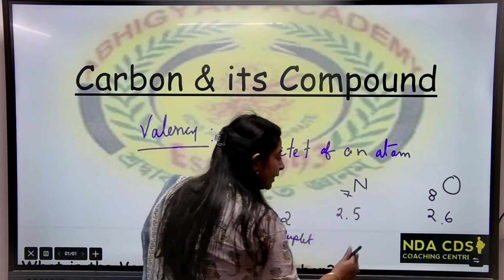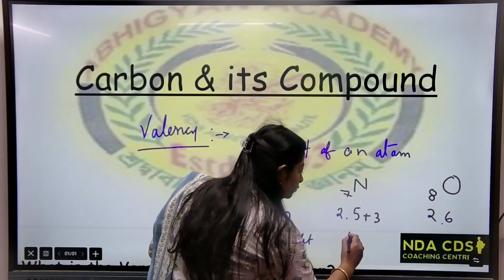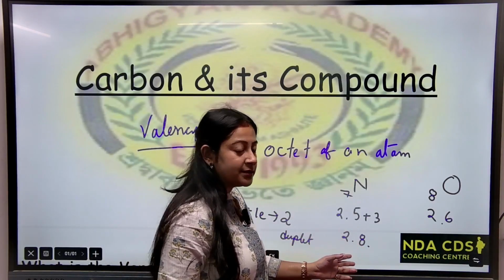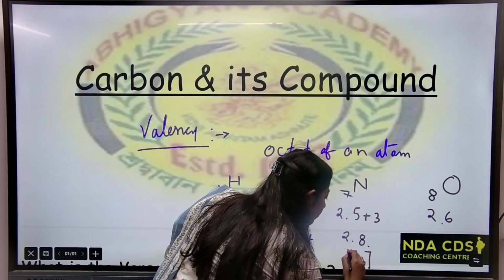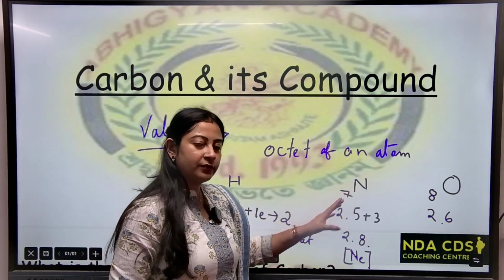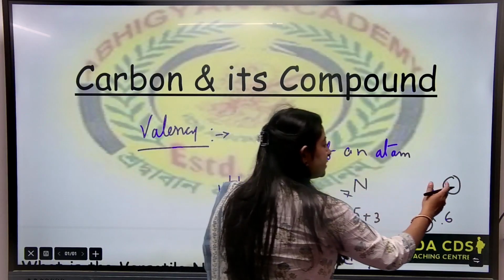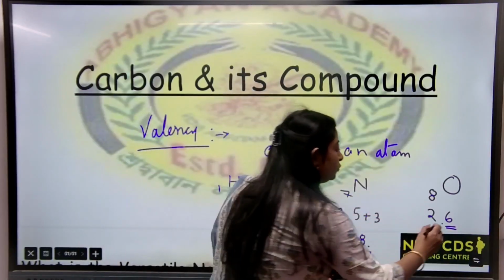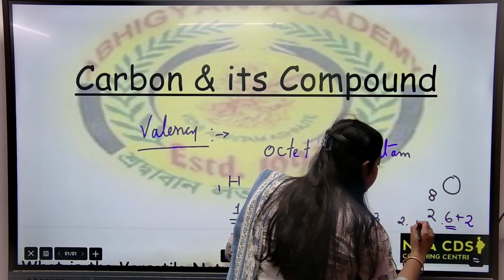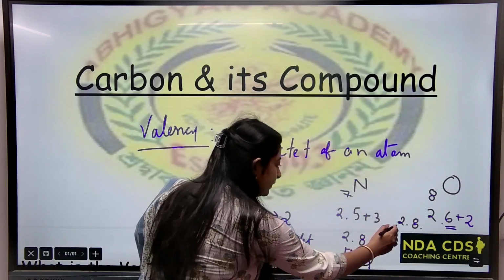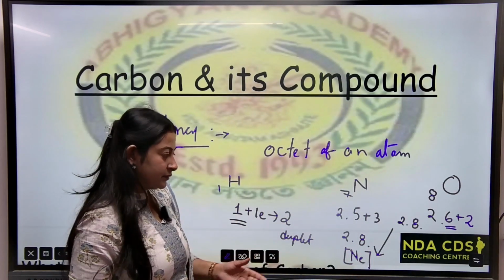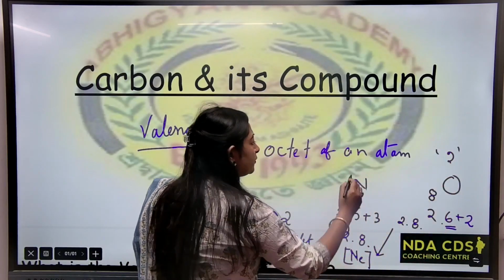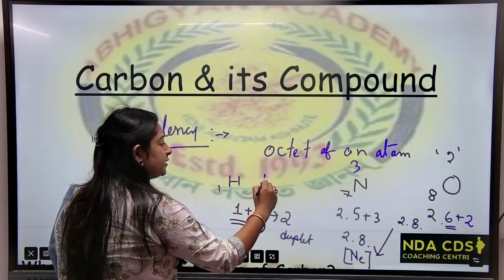Duplet is its nearest noble gas configuration. Likewise, in the case of nitrogen, nitrogen requires 3 more electrons to complete its octet and gain an electronic configuration like 2.8, that is neon configuration. That is the nearest noble gas of nitrogen. Likewise, oxygen has 6 electrons, so 6 is not the valency of oxygen. Oxygen requires 2 more electrons to complete its octet, again giving the nearest noble gas configuration. Therefore, the valency of oxygen is 2, the valency of nitrogen is 3, and the valency of hydrogen is 1.